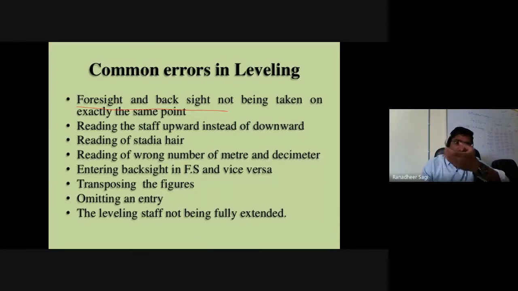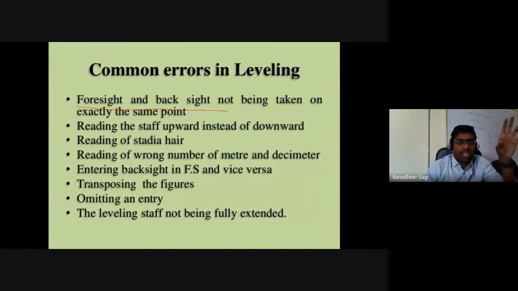Reading the wrong number of meters, decimeters or centimeters. It means when you note down the data by looking at your leveling staff, you should properly read those divisions, like 1.145 meters. You have to read the data accurately. If you are not, then the readings you note down in your field book and then transfer into a table for calculating the RL values of various points are not going to be accurate.